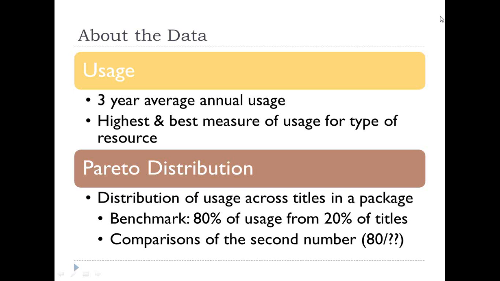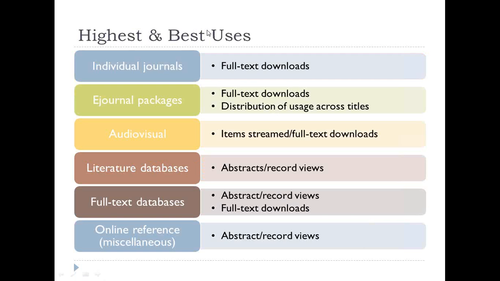But the Pareto distribution is one where we can look at the equity of distribution of usage across titles in a package. You might recognize this as the 80-20 rule, 80% of usage from 20% of the titles. And it's the comparison of the second number that can really be used to compare packages. The highest and best uses depends on the type of resource. So for journals, we used full text downloads, and for packages, we used the distribution of usage across titles. And for literature databases and full text databases, we used abstracts as well as full text downloads.